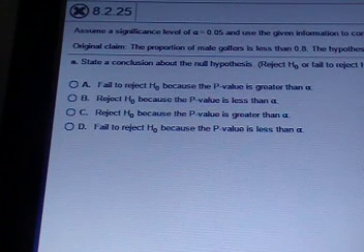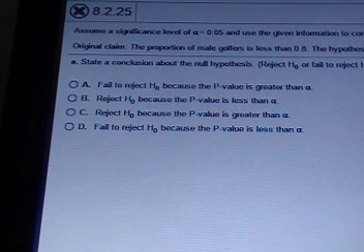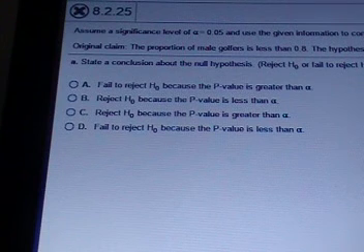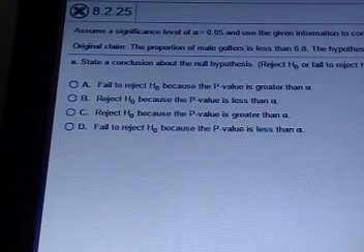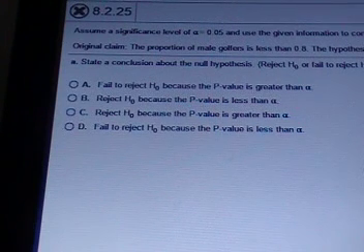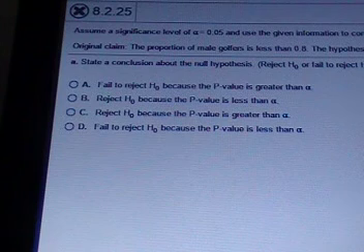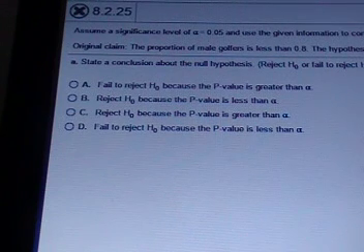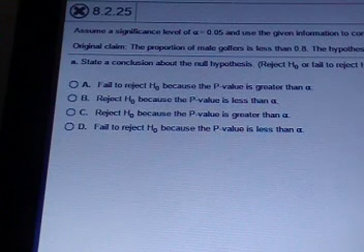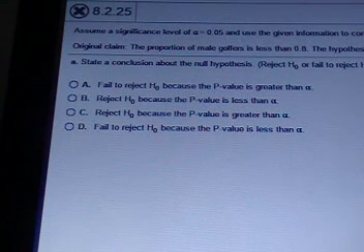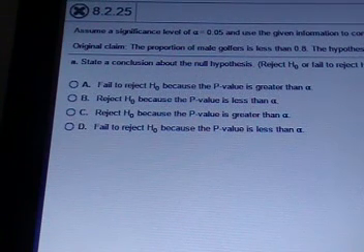So since the claim is less than, we would put that in the alternative hypothesis. It doesn't have an equal to in it, so it would need to go in the alternative. So the alternative would be p is less than 0.8, and therefore the null hypothesis would be the opposite of that, greater than or equal to 0.8. Or you could just put equal to. But since the claim is going in the alternative hypothesis, whenever the claim's in the alternative hypothesis, then your goal is to try to support the claim. If it's in the null, you try to reject the claim.